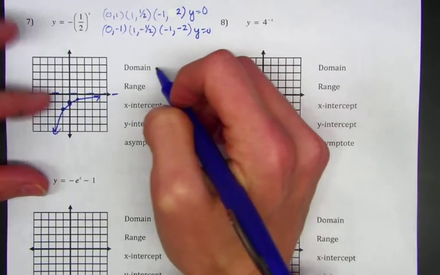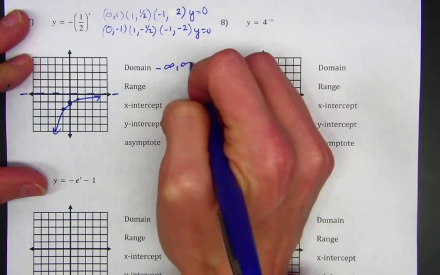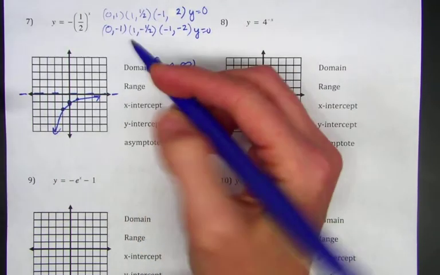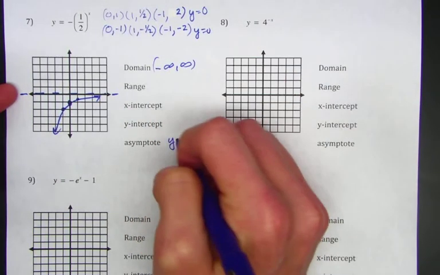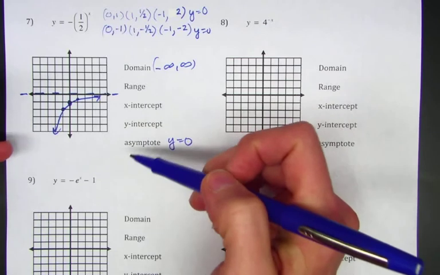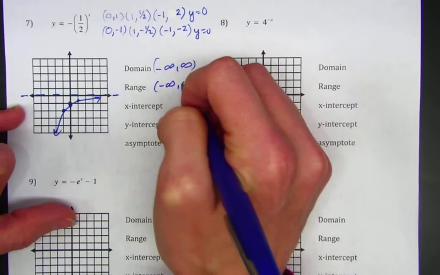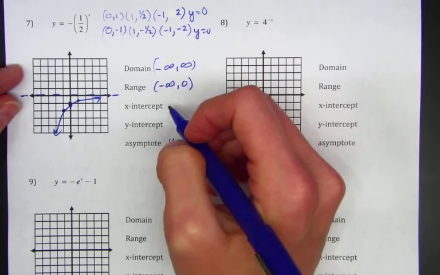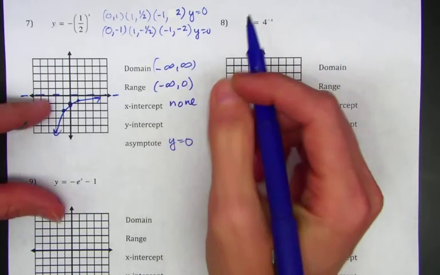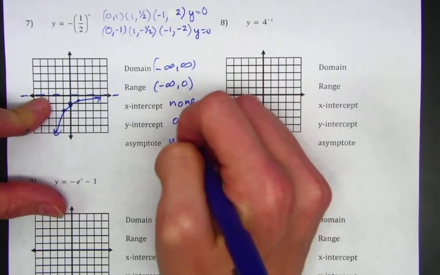So for the domain, it's all real numbers always. Range this time, all right, our asymptote is still y equals 0, but because we're going down and then up to the asymptote, we're actually going from -infinity to 0. The x-intercept, there is none. And for the y-intercept, we can see that it's (0, -1).